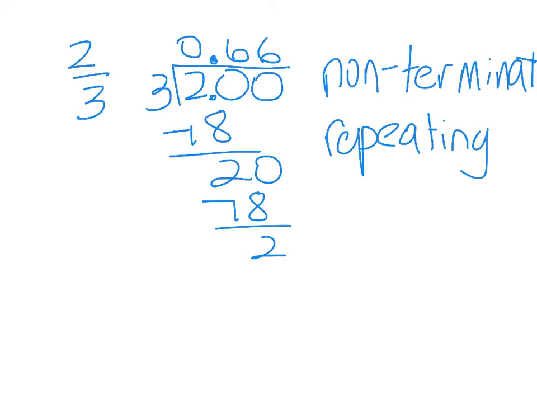Then they want us to write it using bar notation. Well, that's 0 point, and we only write the digits that repeat, and then put a bar over. This is called bar notation, and that bar actually has a name. It's called a vinculum, and that's kind of fun to say.